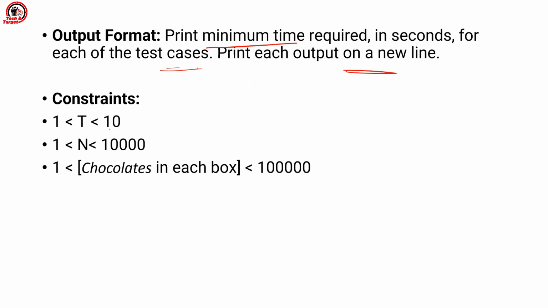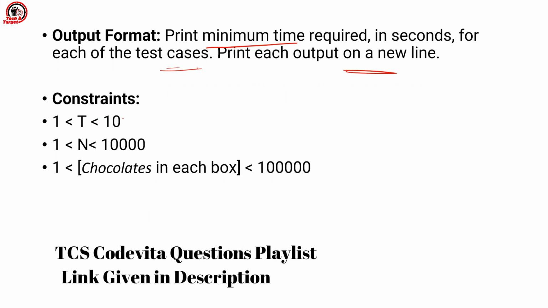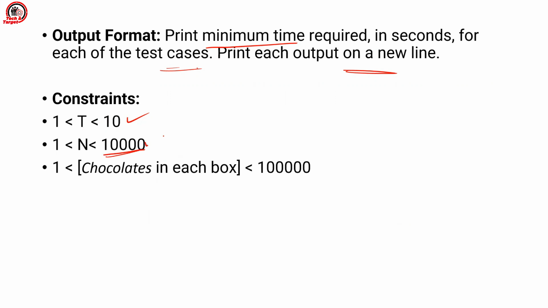Now we have constraints that there will be test cases from 1 to 10. That's quite good. And we have n up to 10,000, okay? And the contents of the box, that means the number of chocolates in each box, may range from 1 to 10 lakhs, right? No, it is not. It is actually 1 lakh. So the number of chocolates in the box may range from 1 to 1 lakh, right? So that is what it is.